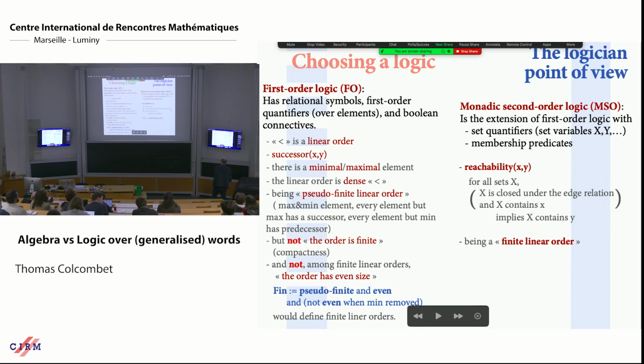Okay? As a consequence, you can express the fact that you are a finite linear order, because you say, oh, I have a first element, a last element, and I should be able to reach the last element by applying reachability on the successor relation. And you can also say you are, for instance, of even length, because you can say I can reach the last element by steps of 2, for instance, by double successor. So all this is related.